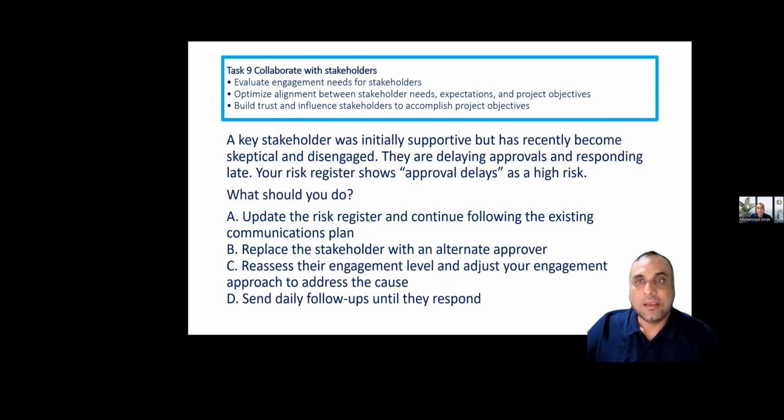Next, a key stakeholder was initially supportive but has recently become skeptical and disengaged. They are delaying approvals and responding late. Your risk register shows approval delays as a high risk. What should you do? Update the risk register and continue following the existing communication plan. Delays are happening and you want to continue? Means something is happening, you cannot continue, right? You need to change, and before change, you need to analyze.